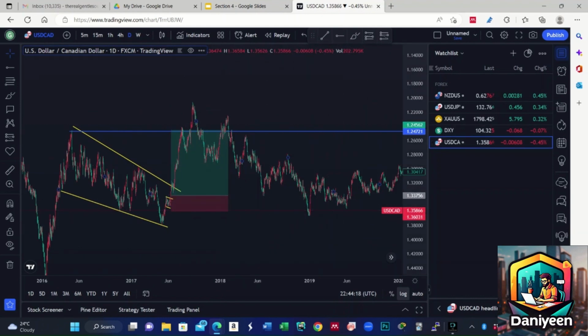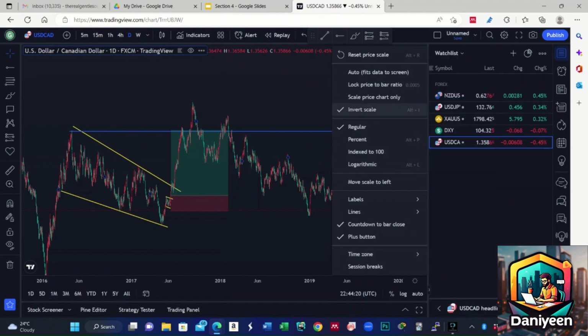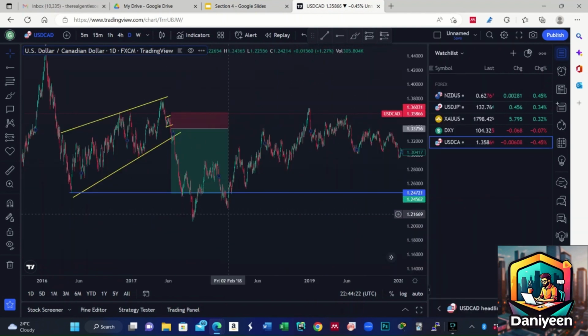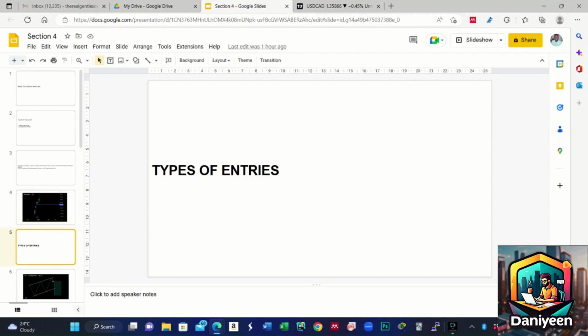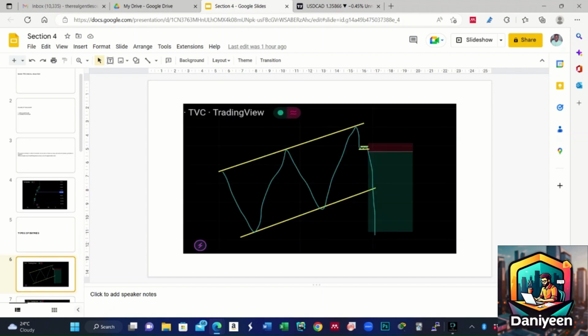Now I want to assume you now know how to set take profit, how to set stop loss. So let us move on. Now, types of entries. There are various types of entries that you can use in the financial market, and I'm going to be taking you through some basic ones that won't be very difficult for you to understand.